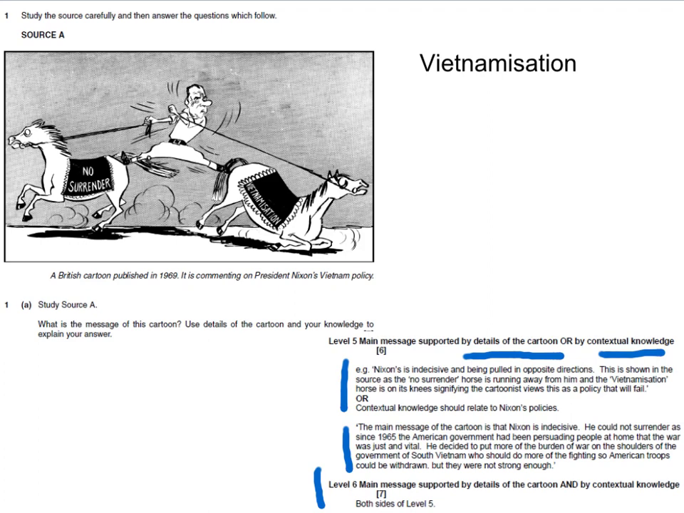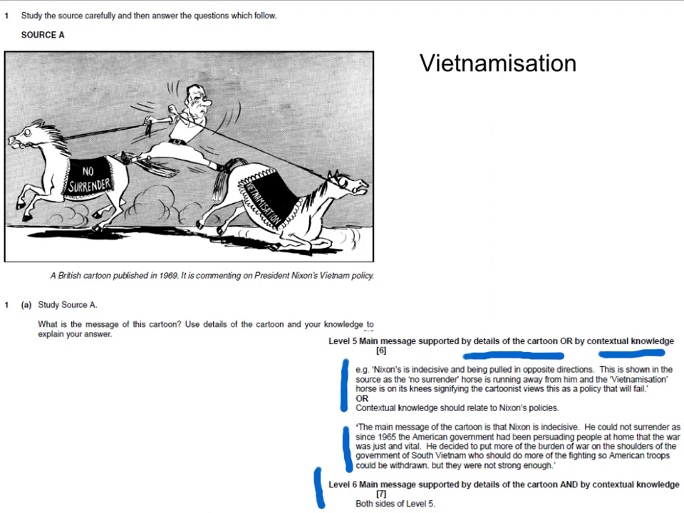It could not surrender since in 1965 the American government had been persuading people at home that the war was just and vital. So it wanted to reduce the burden of the war on American people, but it didn't want it to look like a surrender. All right, so there's your Vietnamisation stuff. Then let's have a look at the cartoon.